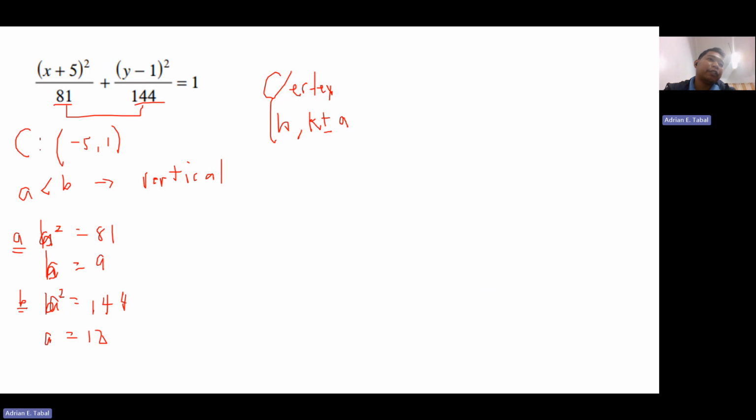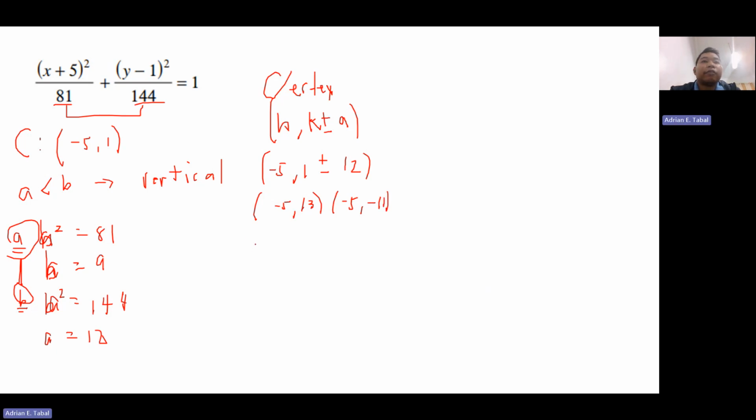Or our A is 144. Again, this is just a symbolism sa ako just to make the formula more easy to familiarize. So our h is -5, our k is 1 plus minus our a, which is the larger number. Again, a should always be the larger number. A plus minus 144, which is 12. So that's -5, 1 plus 12 is 13. And we also have -5, 1 minus 12 is -11.